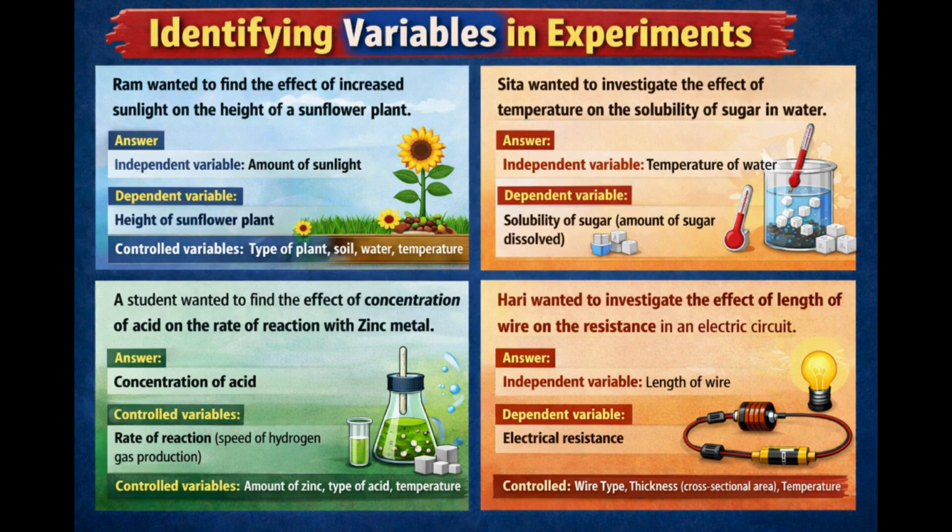Now experiment 2. Let's take another example. A student wanted to find the effect of concentration of acid on the rate of reaction with zinc metal.